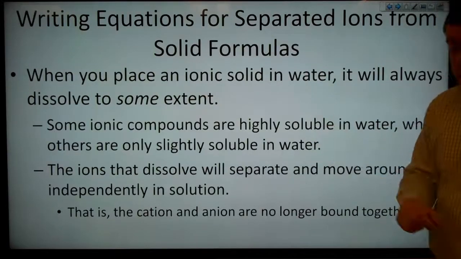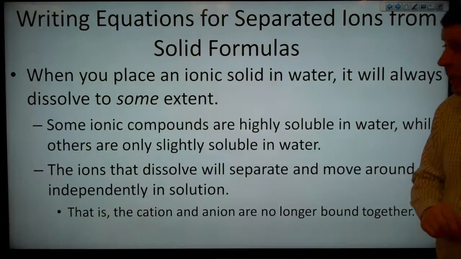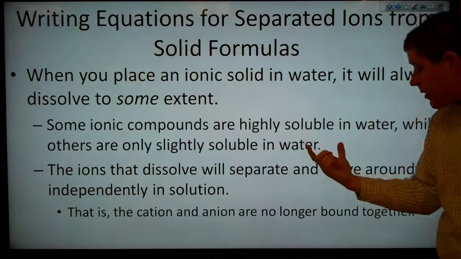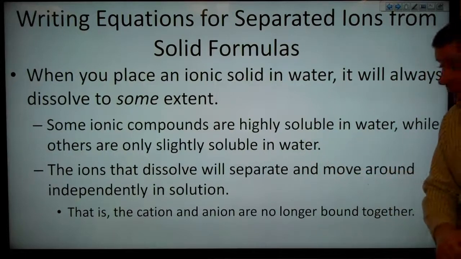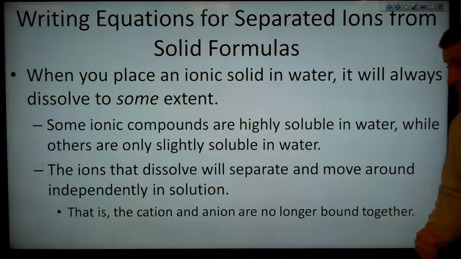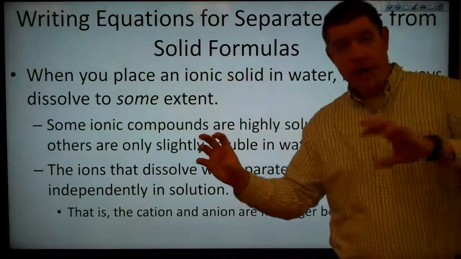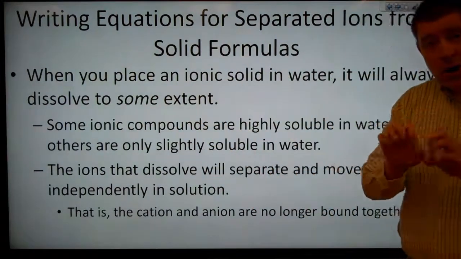So when you place an ionic solid in water, it will always dissolve to some extent. And some ionic compounds are highly soluble in water, while others are only slightly soluble in water. The ions that dissolve will separate and move around independently in solution. That is, the cation and anion are no longer bound to each other, so the cation can move around, the anion can move around. They're no longer stuck together.